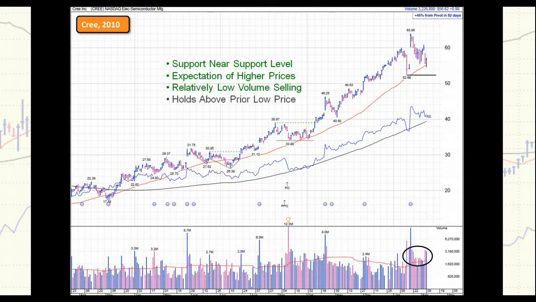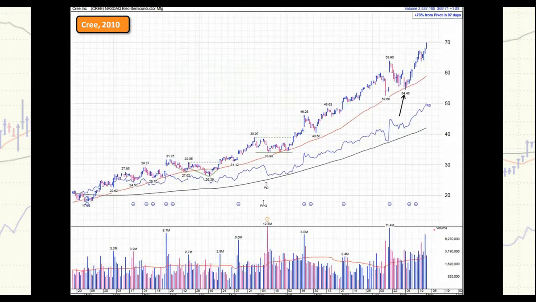And then, does it hold above that prior low price? Your key price, I think, at this point was the 52.66 low. If it had closed below there, then you'd probably say the longer-term uptrend isn't as viable, or maybe it needs time to build a whole new base. But it does hold above that level, so we do bounce off the 50-day here, and we go higher.